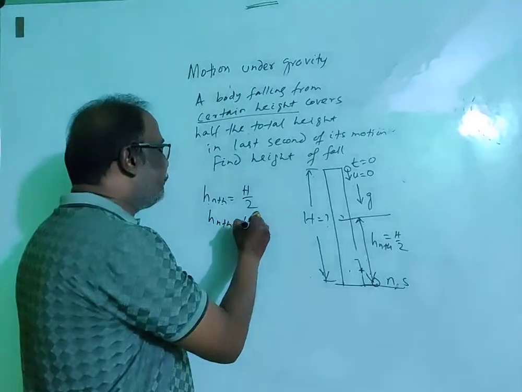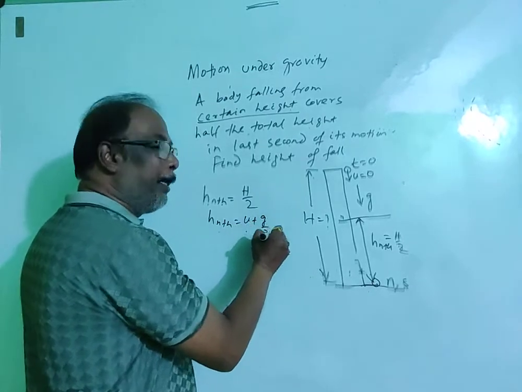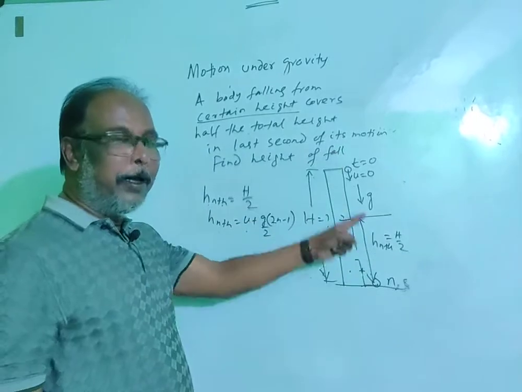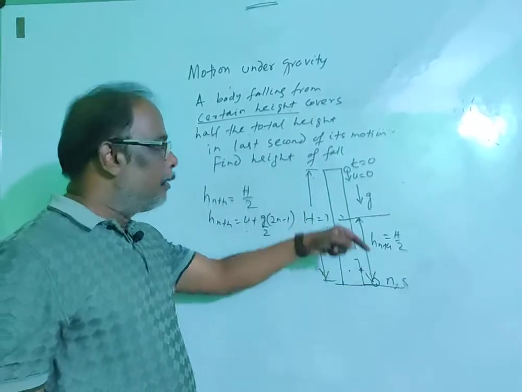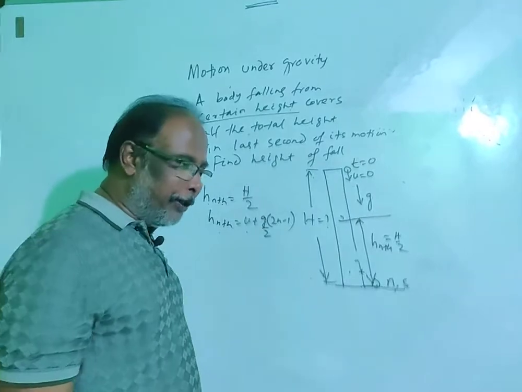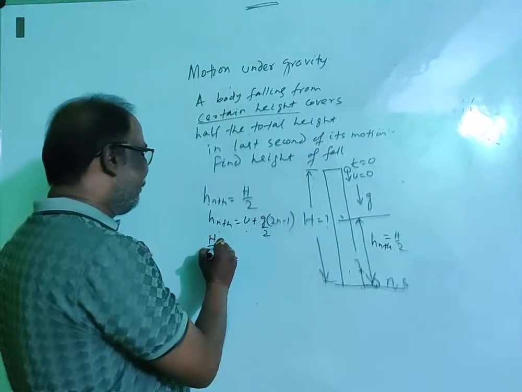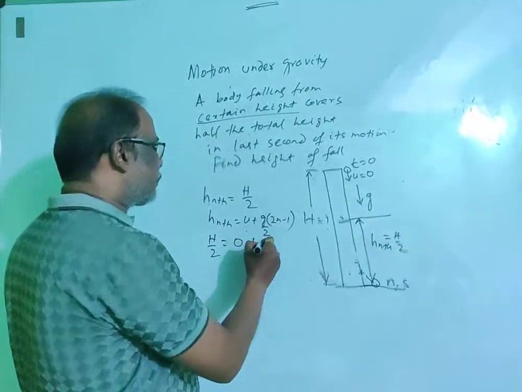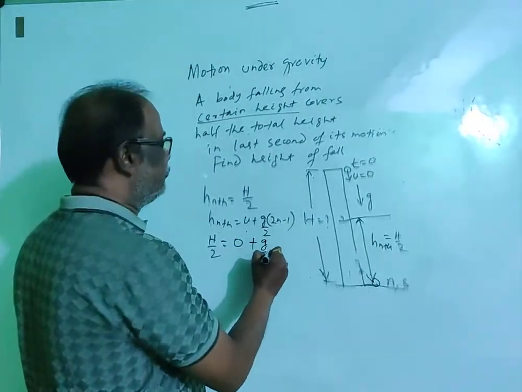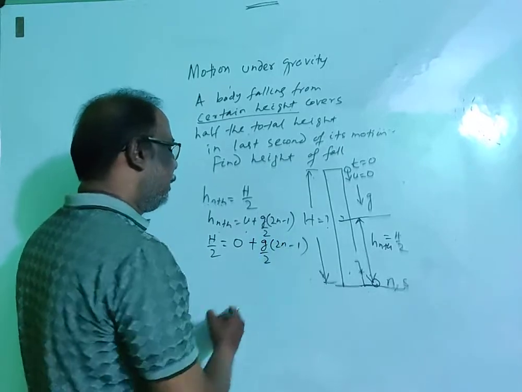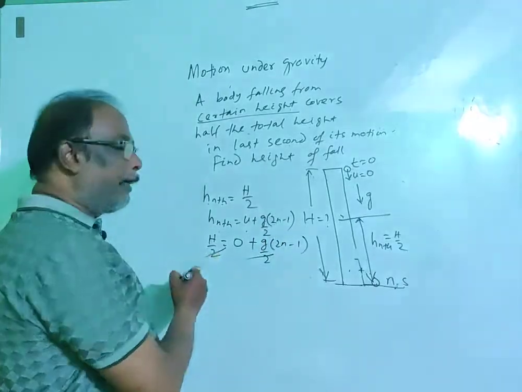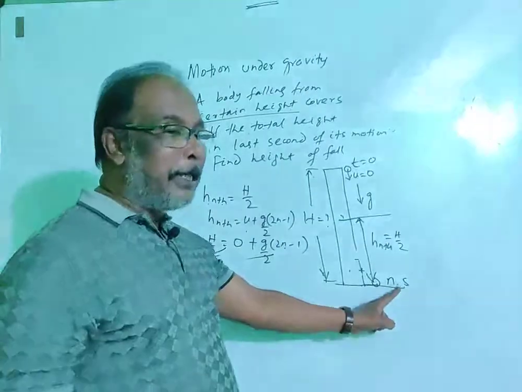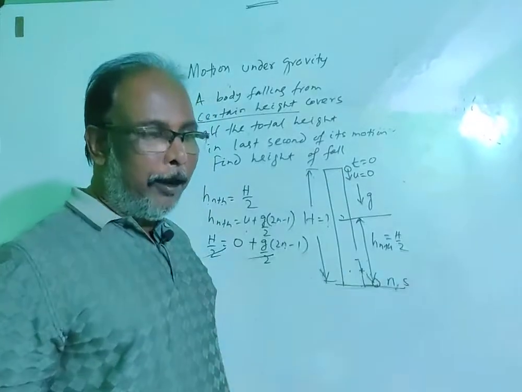h nth is equal to u plus g by 2 into 2n minus 1. Because motion is downward, acceleration due to gravity is downward. So initial direction is positive. So h nth is h by 2, u is equal to 0, plus g by 2 into 2n minus 1. Now our aim is to first get n.